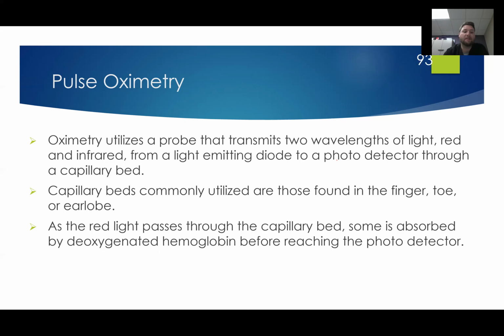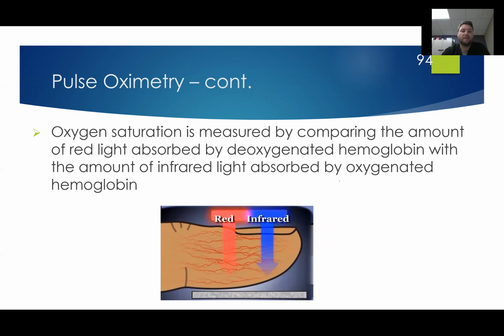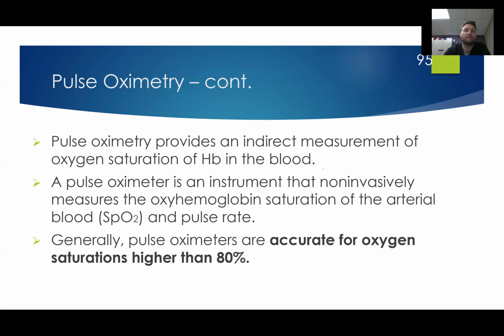It can be used on your fingers, toes, earlobes. As the red light passes through your capillary bed, some is absorbed by deoxygenated blood before reaching the photodetector. So the red light is absorbed by deoxygenated blood, and then oxygen saturation is measured by comparing the amount of red light absorbed by deoxygenated blood in the hemoglobin to the amount of infrared light absorbed by oxygenated blood. So the red light gets absorbed by deoxygenated, the infrared gets absorbed by oxygenated, and this little photodetector at the bottom here compares the two, and it tells us how much saturation is going on in your hemoglobin.